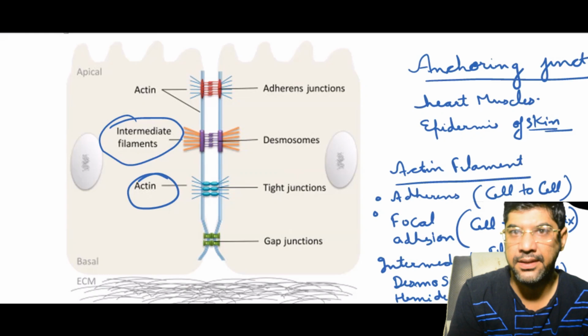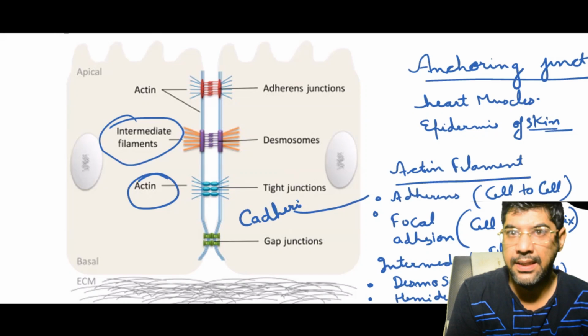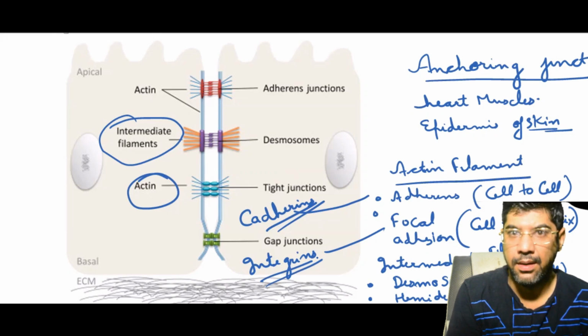Now coming to the adherent junctions, these are cell to cell connections that connect the actin filament of one cell to those of another cell. They are present in the epithelial lining. In the epithelial lining, these junctions form a continuous adhesion belt just below the tight junction and are known as zonula adherens. These are held together by a transmembrane protein known as cadherin.